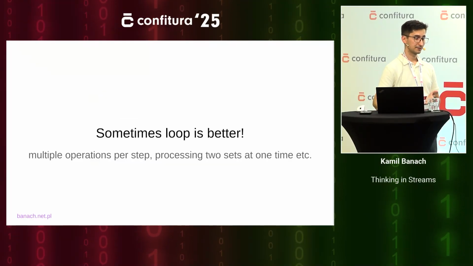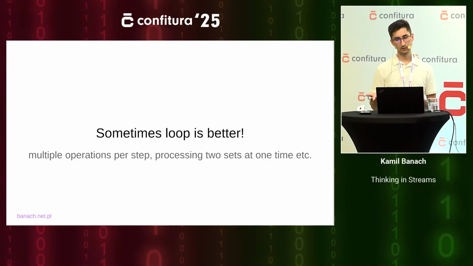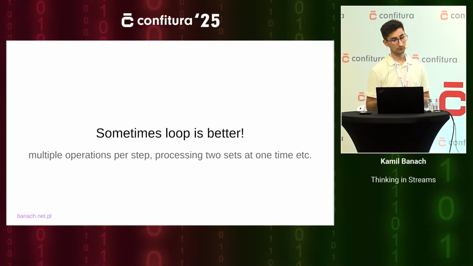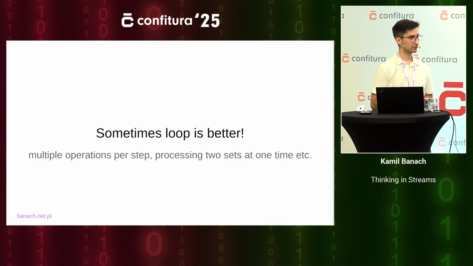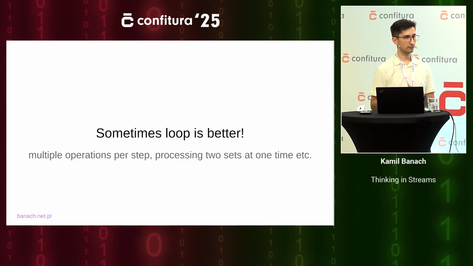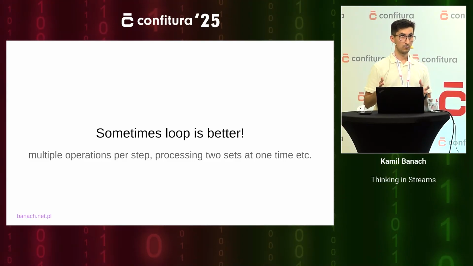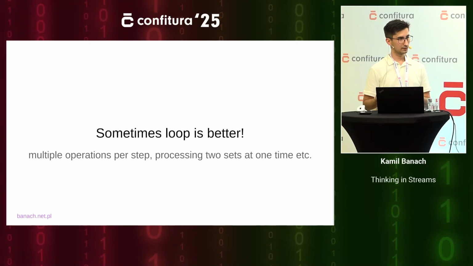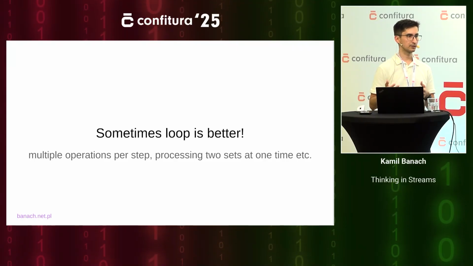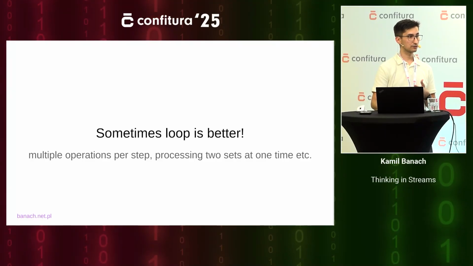And of course, in the end, if you have to decide whether to write streams or a loop, there are some situations where the loop is still better. So, for example, we can have multiple operations per step. We can process 2 lists at once in one for loop. In the case of streams, we need to merge them into one stream and process them in that one stream. It will be more problematic than running a simple for loop. So sometimes the loop is better, and sometimes it could be faster.